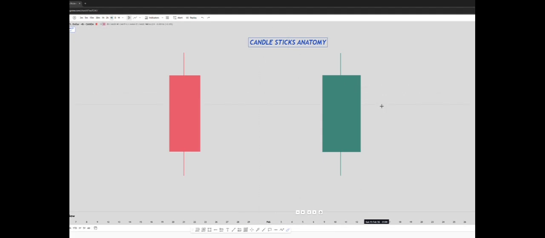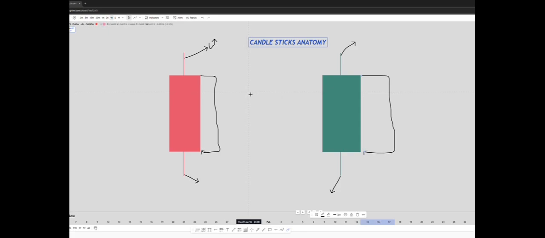Now, let us start with understanding the anatomy behind these candles. You can see this is the wick of the candles. These are called wicks. From here down to here is called the candlestick's body. The same goes with this. From here down to here is called the candlestick's body.